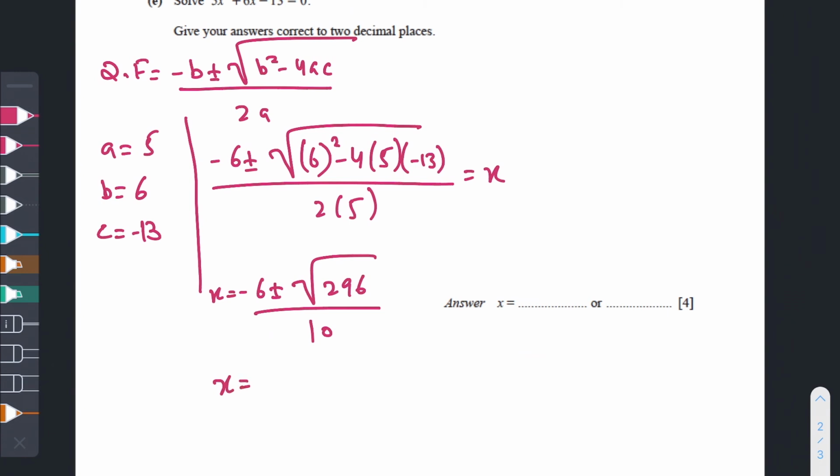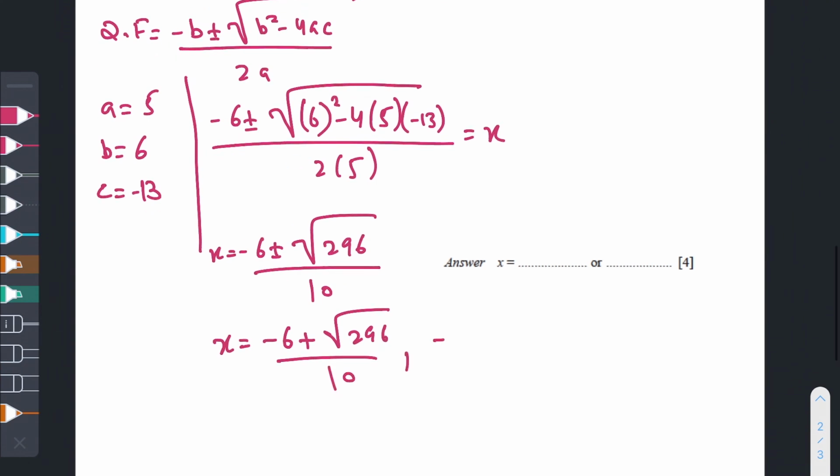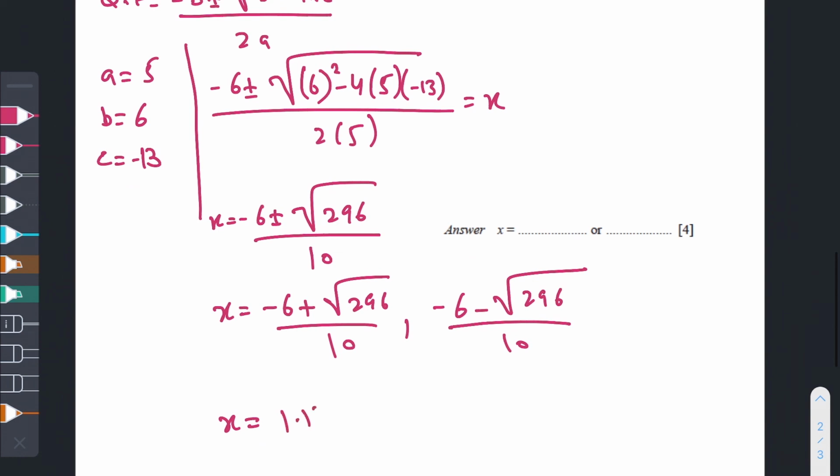Then what you can do is simplify this. First of all, root 296 is not a perfect square. So this becomes negative 6 plus under root 296 over 10. This is the first value. And the second value becomes negative 6 minus under root 296 over 10. Let's see what the two values are. The first value is 1.12 and the second value is negative 2.32. So you write these values over here, negative 2.32 and 1.12, and we're done with the question.